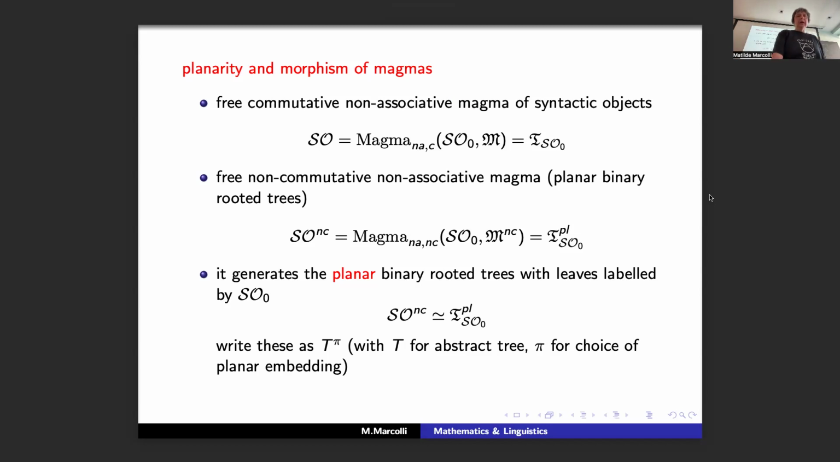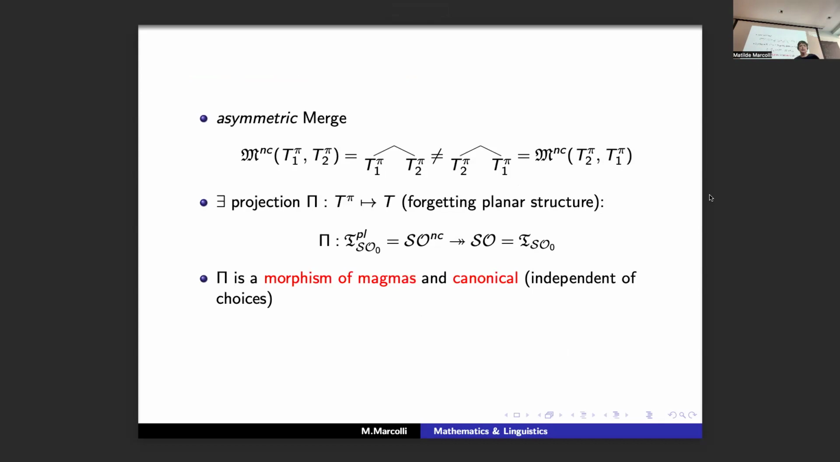And now I'm going to use this notation in the sense that it's a tree together with a planar embedding. So in this planar setting, this merge operation is the non-commutative merge operation. And there is a projection from this magma of planar binary rooted trees to the one of the non-planar binary rooted trees that just forgets about the planar embedding. And this is a morphism of magmas. It just kills the commutators.